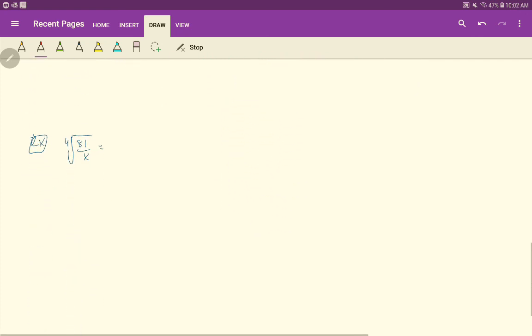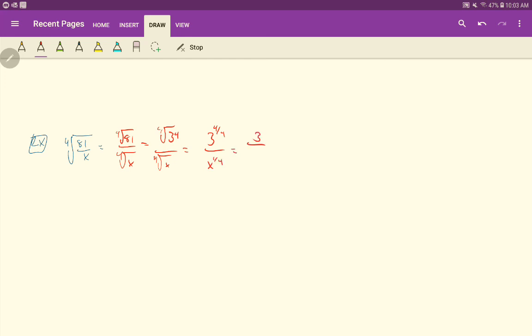Let's see a little more simple answer, and then I'll stop here. 4th root of 81 over x. So again, 4th root, we want to go ahead and just check to see, can we take the 4th root of 81 like so? And yes, we can. The 4th root of 81 is, well, 81 is 3 to the 4th. And so we get 3 to the 4 over 4 over x to the 1 over 4, which gives us just 3 over x to the 1/4. And I'm okay with you stopping right there if you want to.